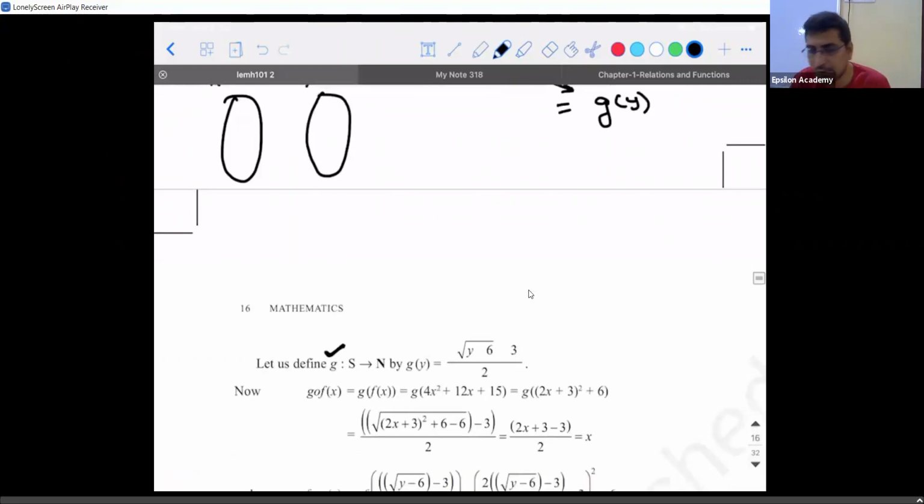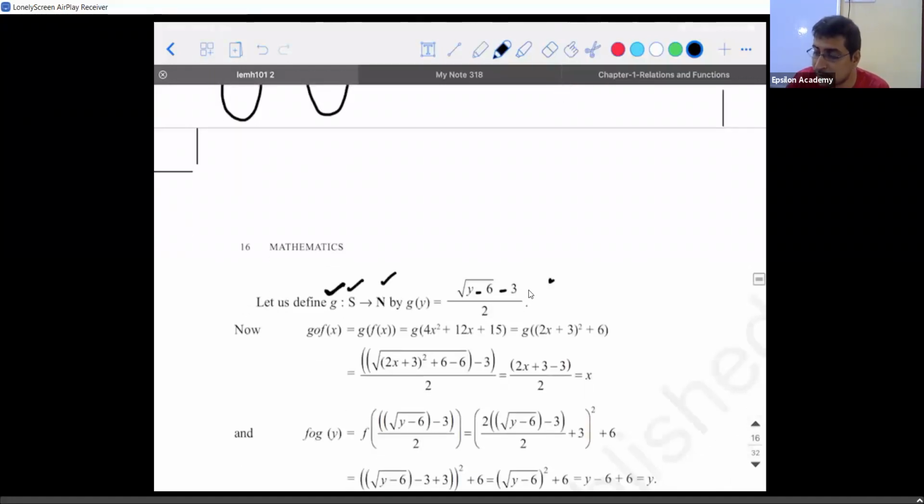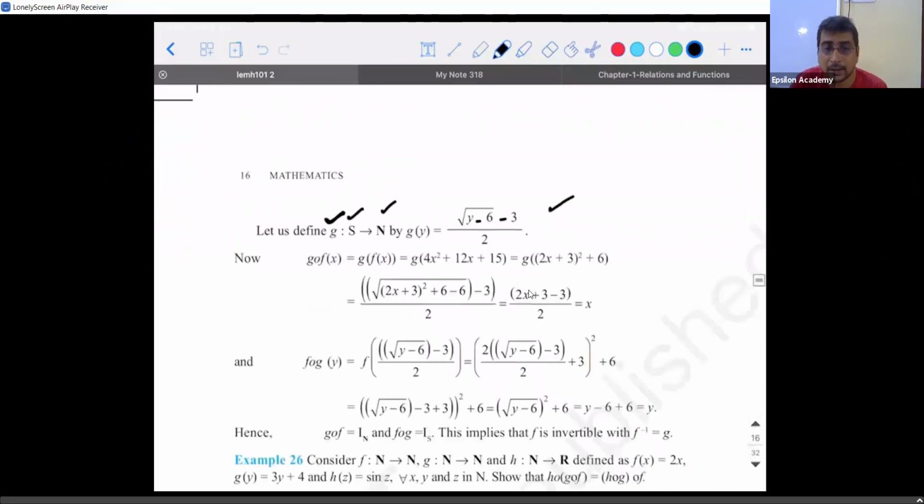Let us define g as a function mapped from S to N, given by g of y is equal to square root of y minus 6 minus 3, the whole divided by 2. Okay, I'm calling this g of y. Then what can you say? If you find g of f of x, what are you going to get? Can you find out and tell me?